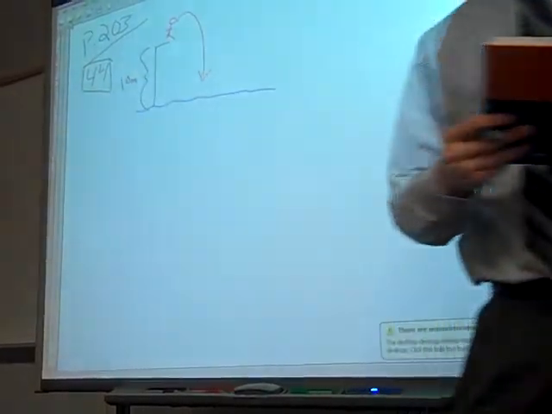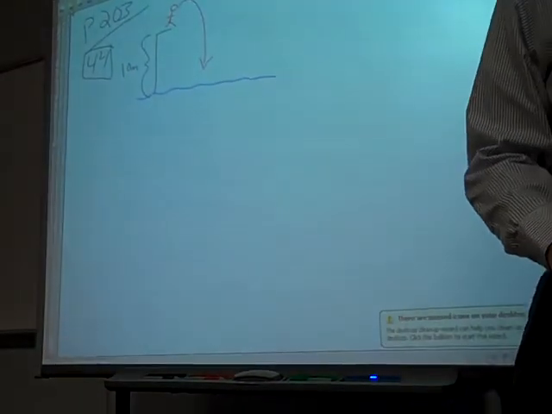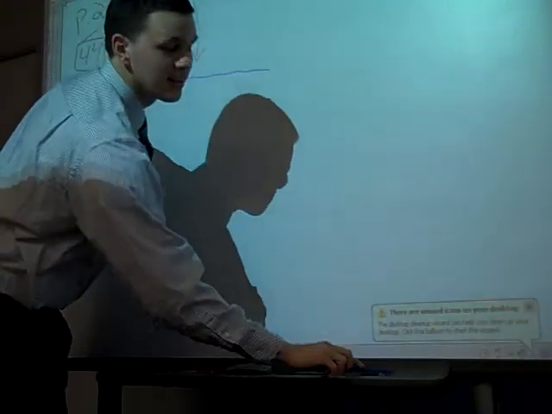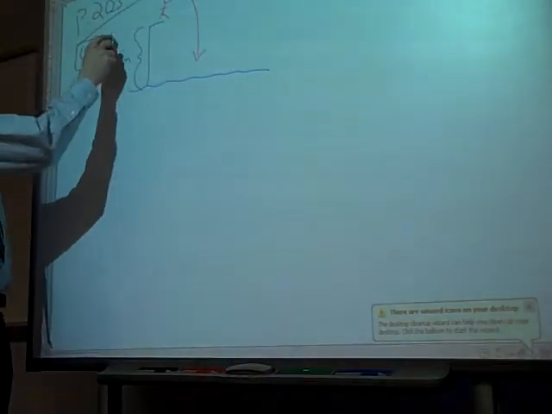So the only information we have is that. What velocity will they hit the water? Well, what other piece of information do we know that's not in here? Acceleration. So this is part A, by the way.